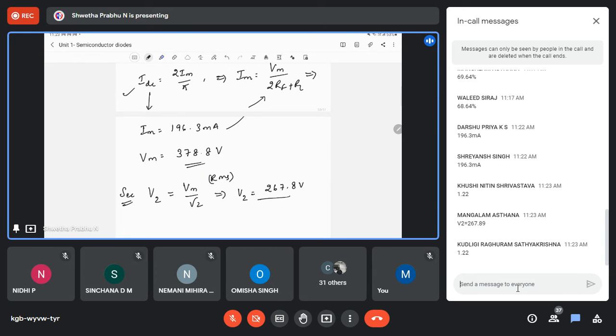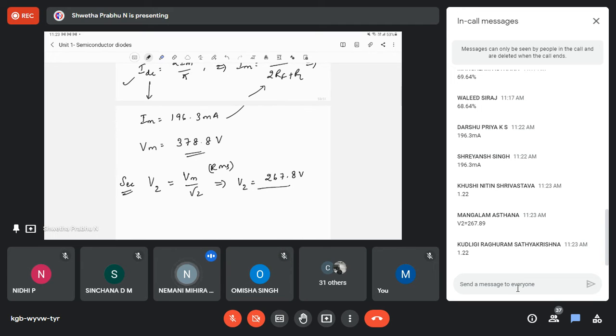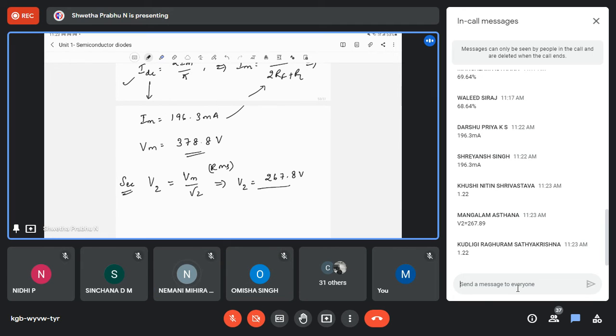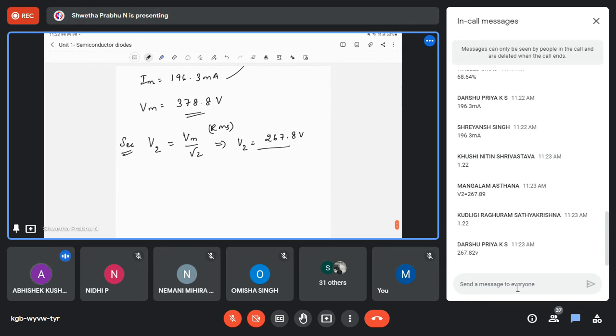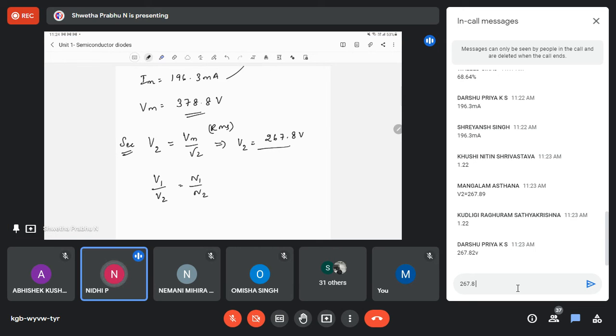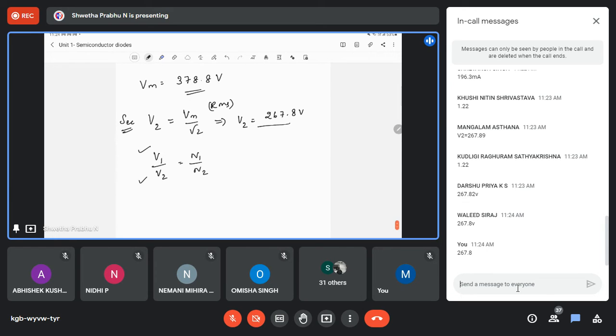Please check again. V2 value 267.8 you got. Others? 267.9. Okay, fine. So, you know V1 by V2 equals N1 by N2. V1 value they have given as the primary voltage, and the secondary voltage you just calculated. So, substitute and get me the ratio. How much will you get?